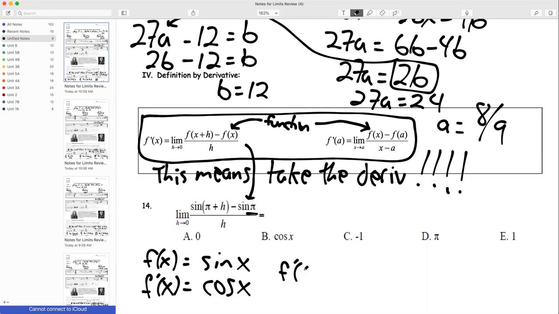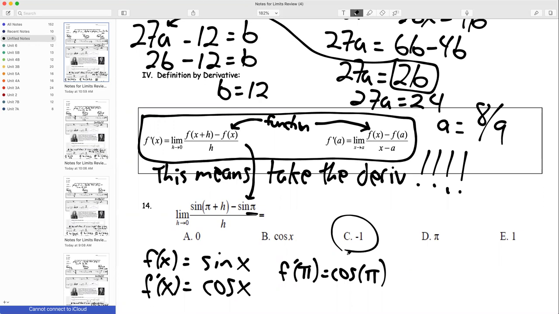Well, f prime of pi is going to give me the cosine of pi. And of course we know that, right? I know that from the last test. You know what the cosine of pi is. It has to be -1. So all that other stuff doesn't matter.